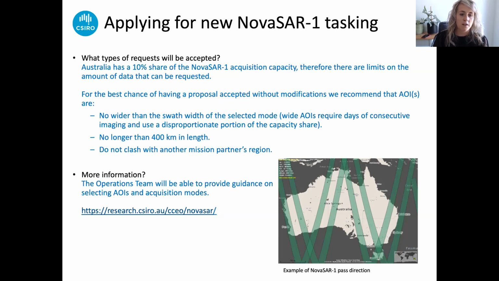It's also useful if AOIs are no longer than 400 kilometers in length. And as I mentioned earlier on in the talk, they shouldn't clash with another mission partner's region. So for more information, the operations team will be on hand throughout the application process to provide guidance, to help you select appropriate AOIs, and to help you determine which acquisition mode is best suited to your project. And further information on the application process will be made available through our website.